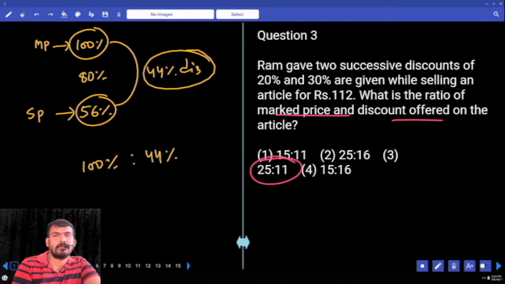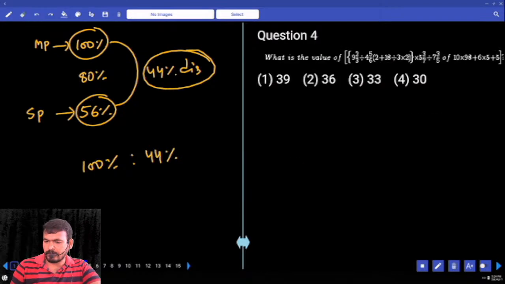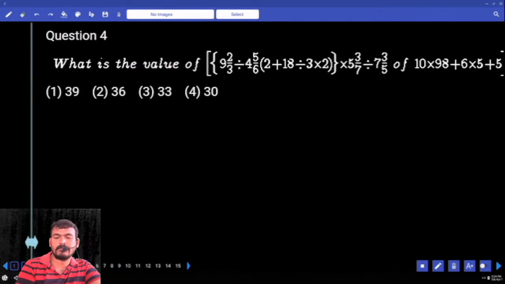Without taking the market price. What is the ratio? 100:44. 100:44 means 25:11. Next question number 4. Anyone need the fourth question? No?